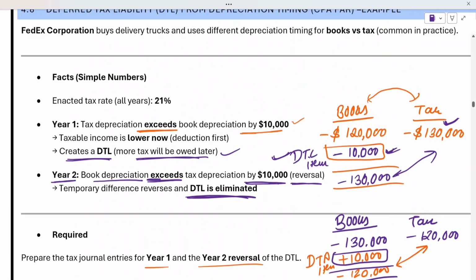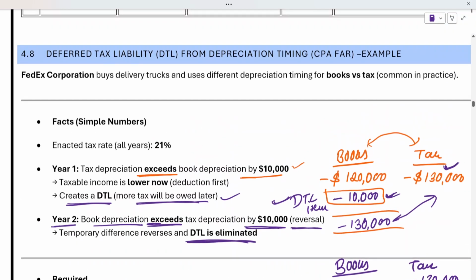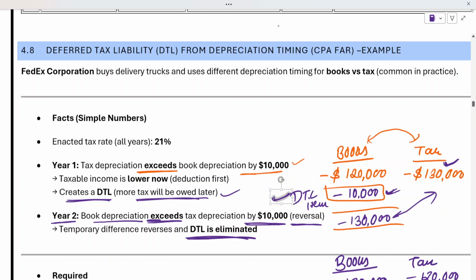So you know that your GAAP book income right now is how much?